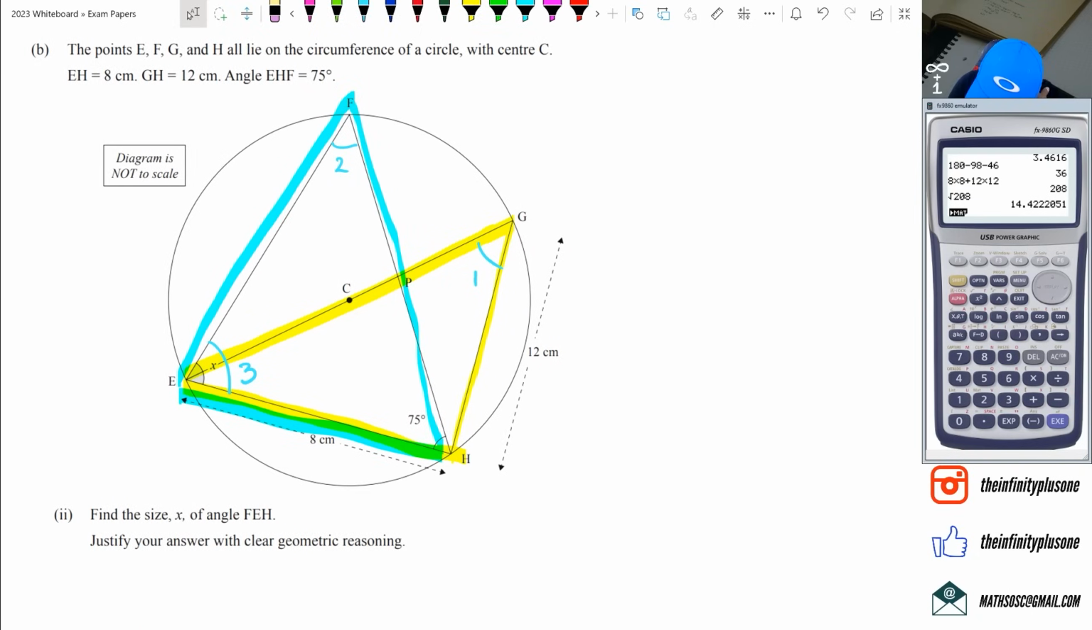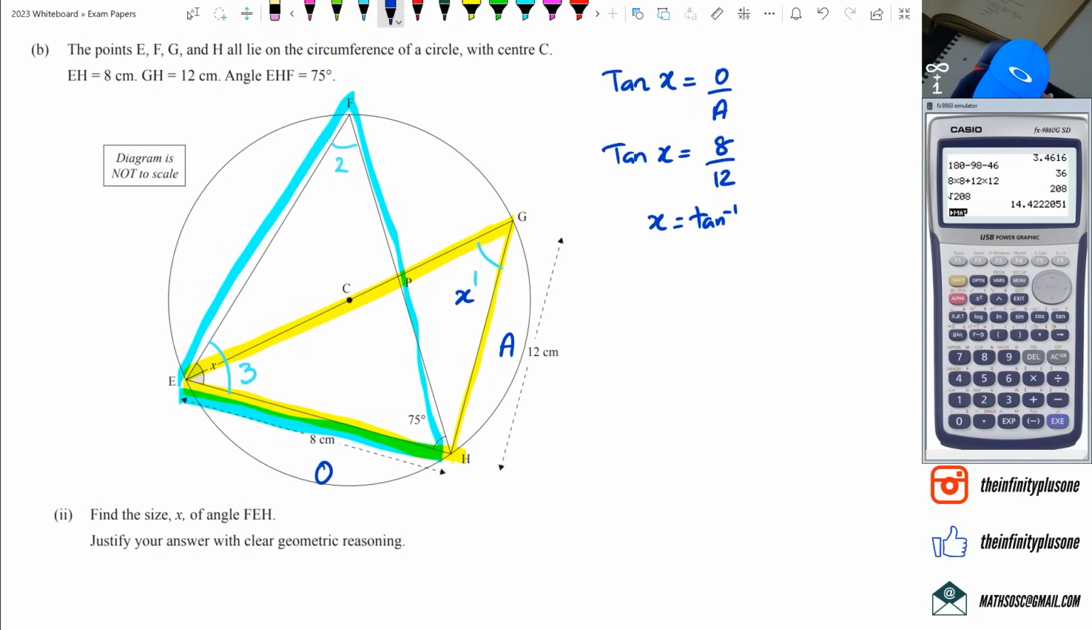Step 1 is look at that little yellow triangle, where we're trying to figure out what angle. I'm going to call it X right now. So that's the angle. I've got opposite and I've got adjacent. So tan of X is equal to opposite over adjacent. Tan of X is equal to 8 over 12, and then X is equal to inverse tan of 8 over 12. So shift tan of 8 divided by 12, that's going to give me 33.7 degrees. So angle X, which is basically EGH, is equal to 33.7 degrees.